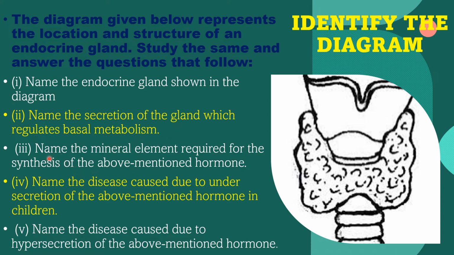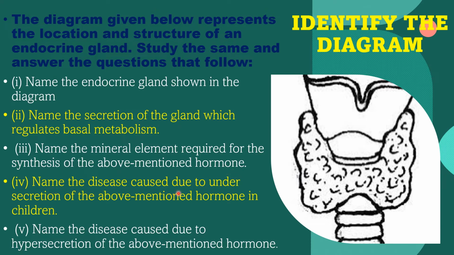Then the next question, name the mineral element required for the synthesis of the above mentioned hormone. Yes, for the production of thyroxine, which mineral element is required? Iodine.